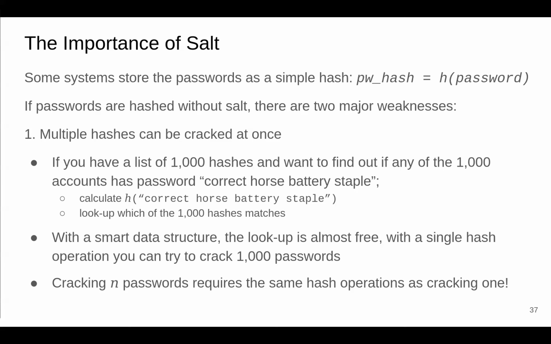Doing 1,000 comparisons is O(1), or at least constant, right? In big O notation. So it's a smart data structure. The lookup is almost free. So it's one hash operation. You can try cracking 1,000 passwords. So you're scaling out and can use this to test large data breaches. So cracking n passwords requires the same amount of hash operations as cracking one.